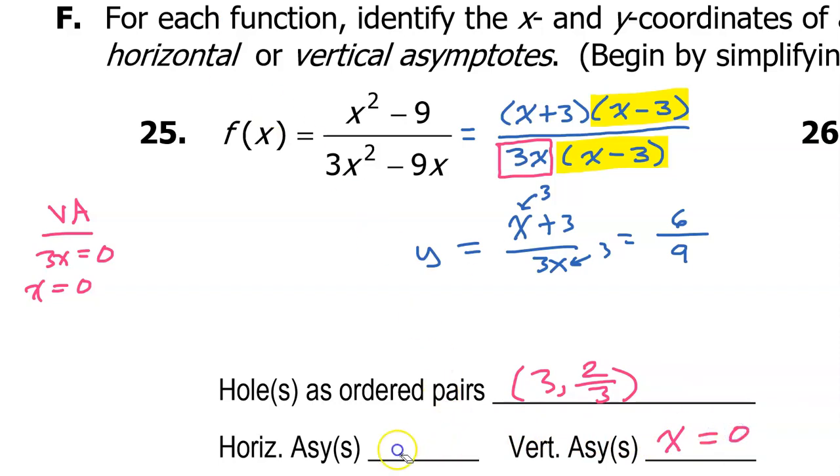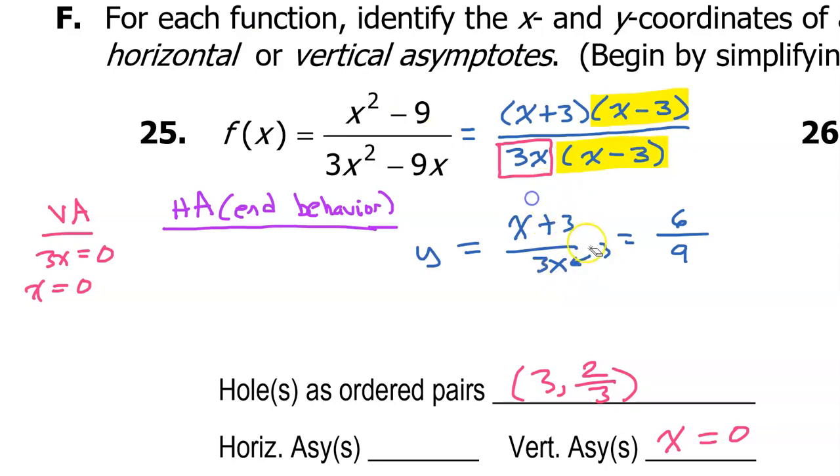Now for the horizontal asymptote. The horizontal asymptote comes from the end behavior as x approaches infinity. So I'm going to look for my horizontal asymptote now, but in my mind what I'm doing is end behavior. Okay, I'm thinking about the end behavior. I am going to use the simplified version of the function that I got after we canceled out the x minus 3. So I'm going to look at this version of the function right here.